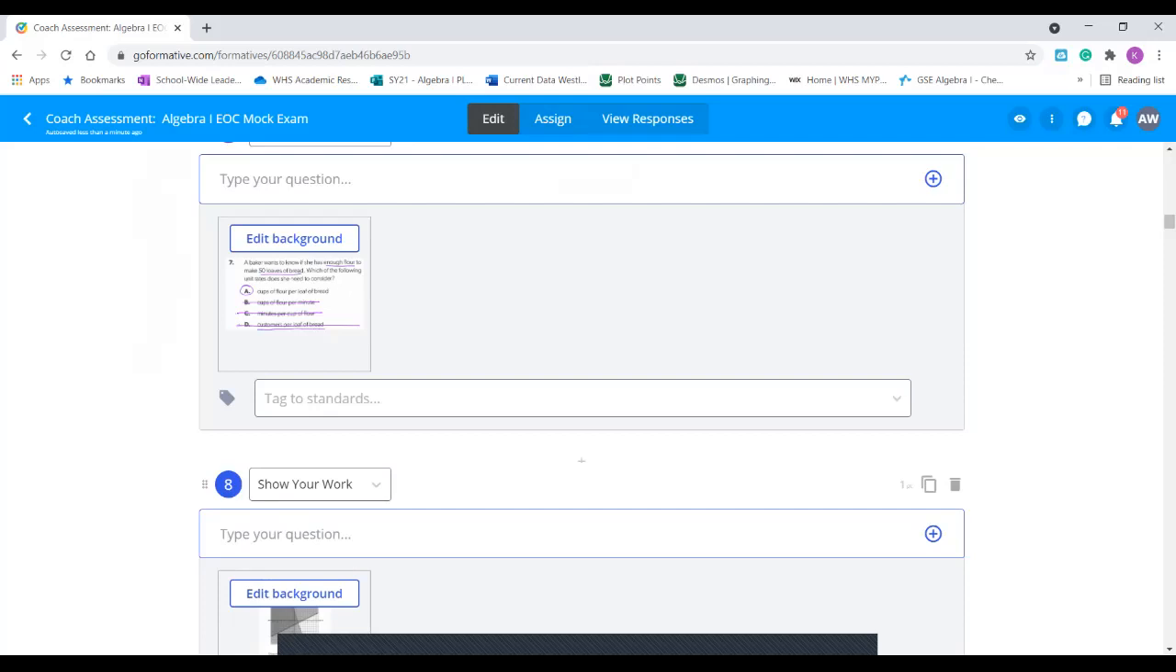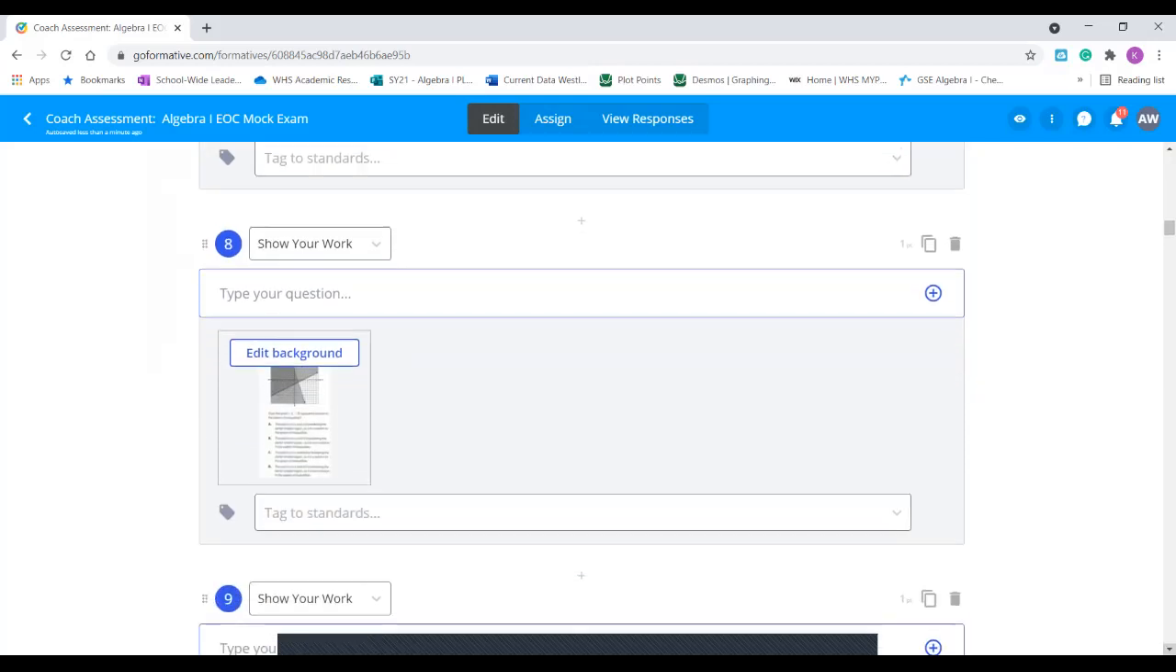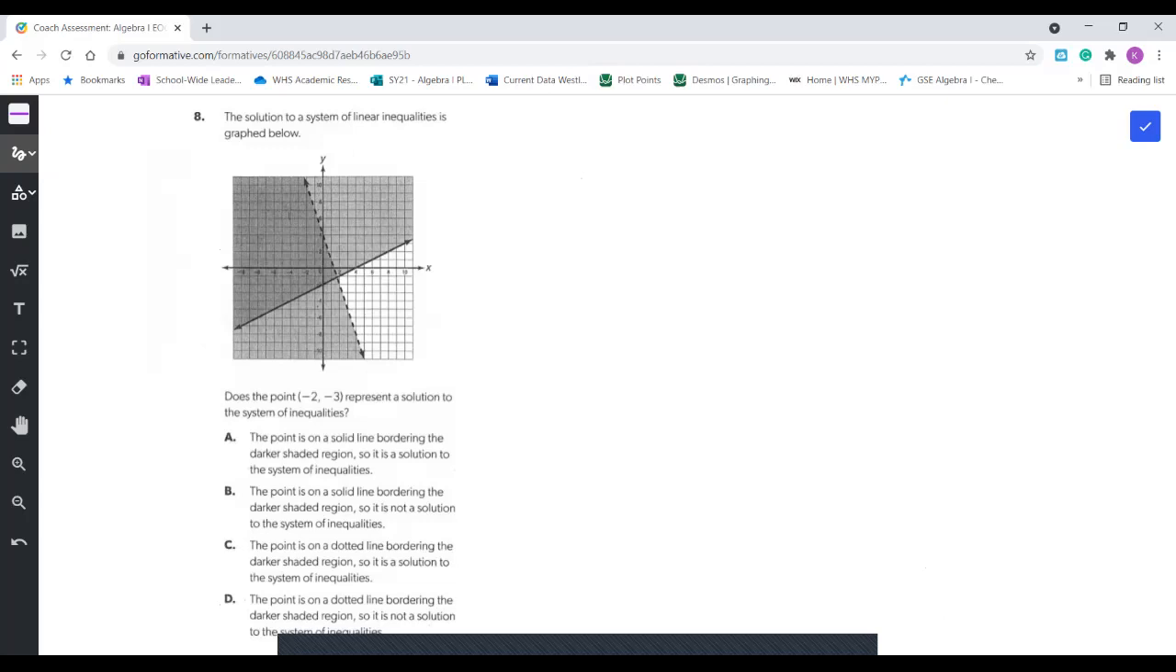Moving on to number 8. All right, so it says the solution to a system of linear inequalities is graphed below. Young people, you all will not be required to do linear inequalities, all right? But I'm still gonna press through and give you this information for your own edification. Now, here I see a solid line that has been shaded up in this region, and I see a dotted line that has been shaded going this region. So this is the area where they overlap.